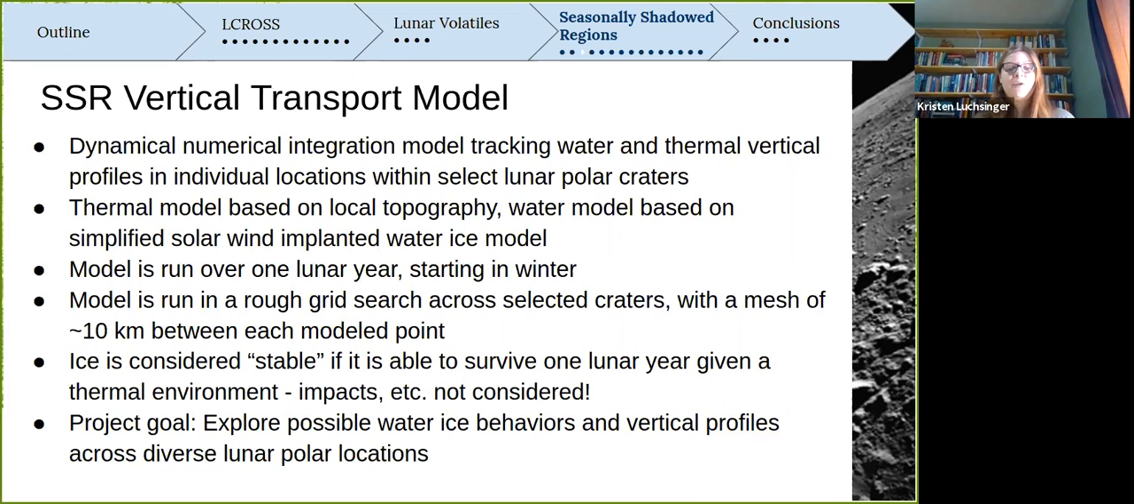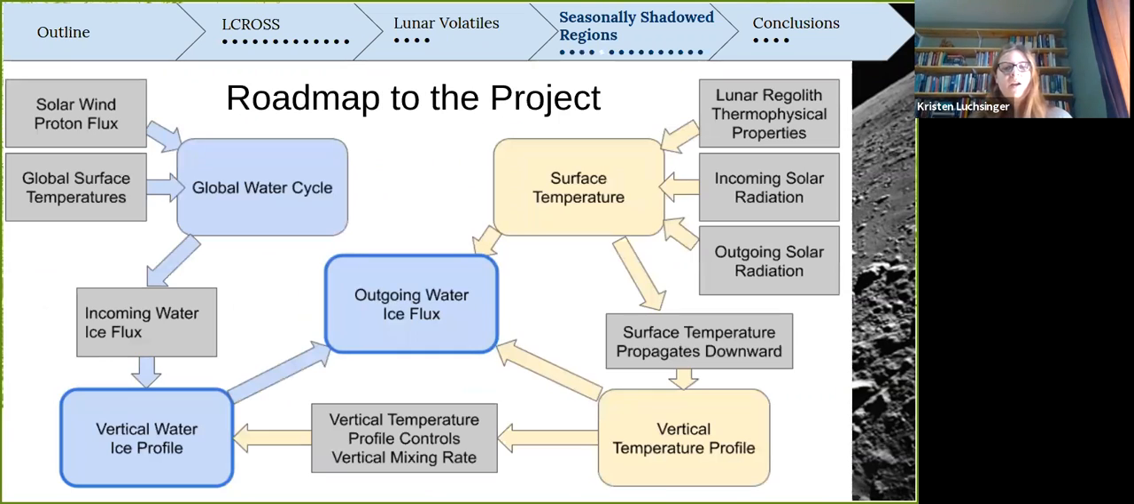And so what I'm looking for is I'm exploring possible water ice behaviors and vertical profiles, trying to understand what kinds of behavior we might have as the transient water ice engages in sequestration processes and then returns to a transient state. What kinds of behaviors are we possibly looking at? And could any of these be leveraged in order to help us better understand sequestration processes in general within lunar shadowed regions?